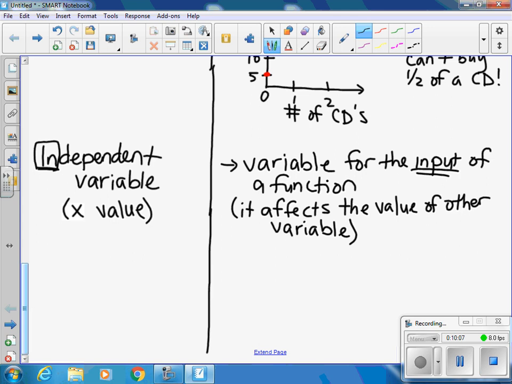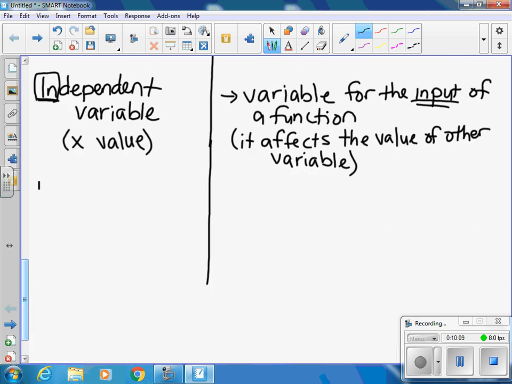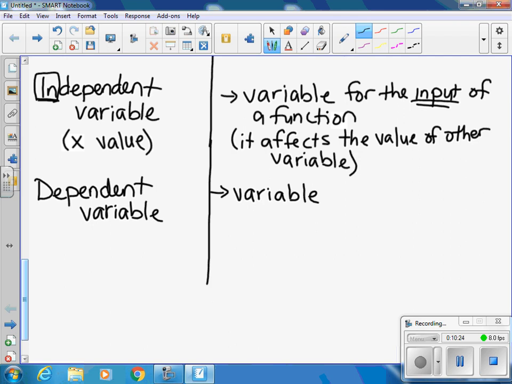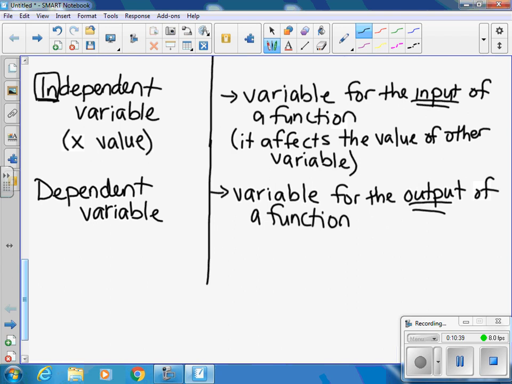Now, the other word that goes along with independent variable, and its complete opposite, is going to be dependent variable. Okay, and your dependent variable is your variable. So once again, it's a letter, not a number. Don't ever give me a number for these situations. A variable for the output of a function. And an easy way to remember this is that it depends on. So it's got its own word in there. Dependent variable depends on the value of the other variable.